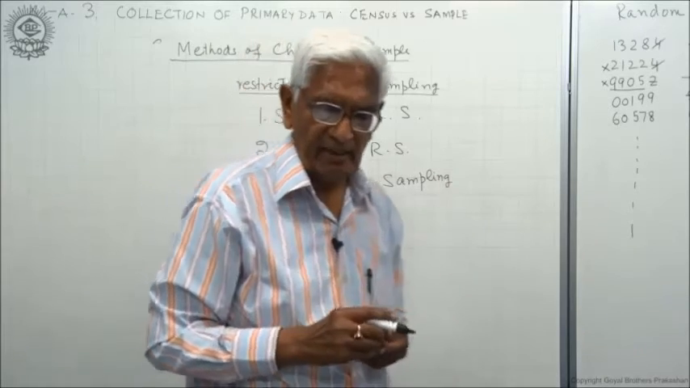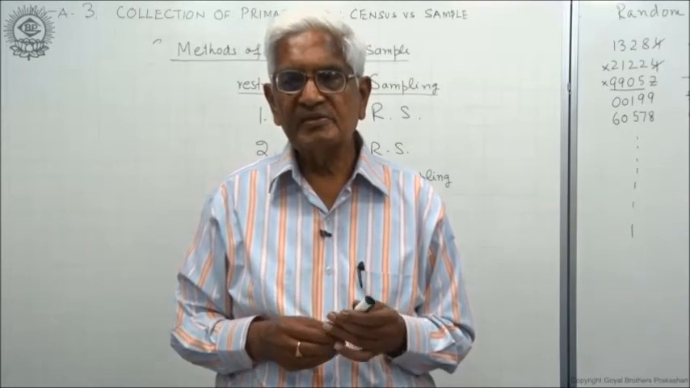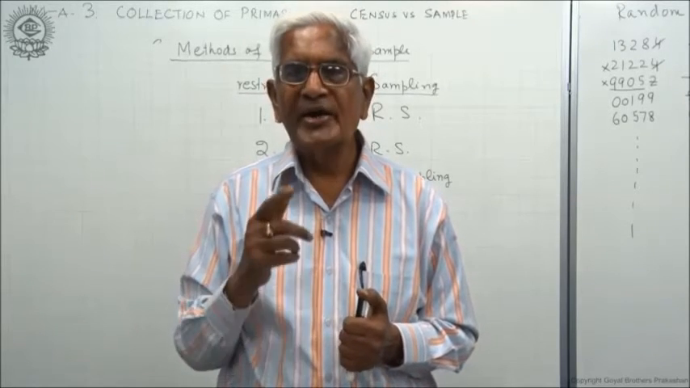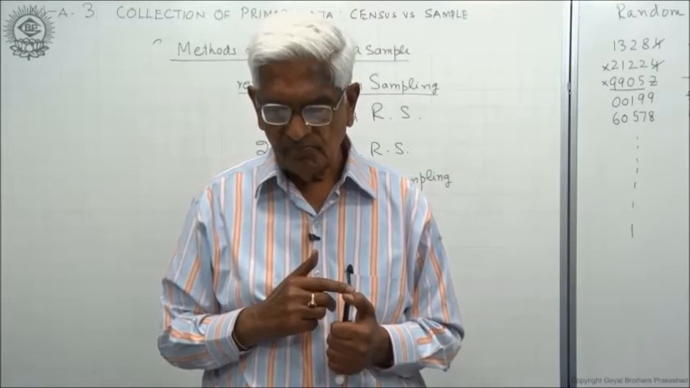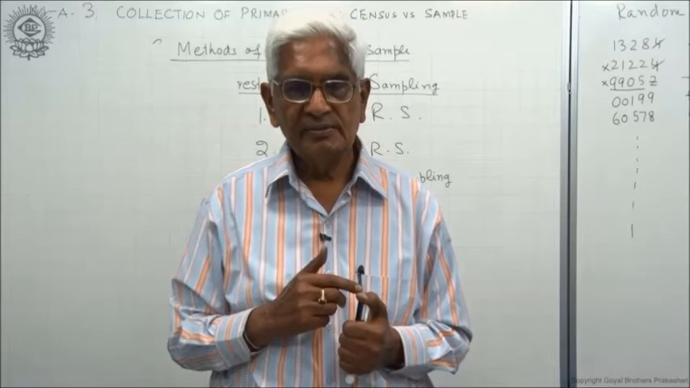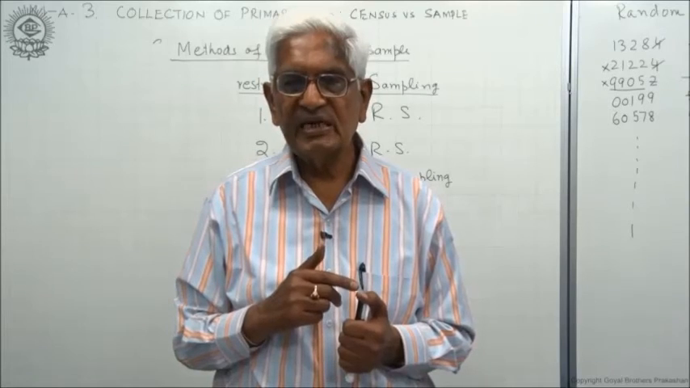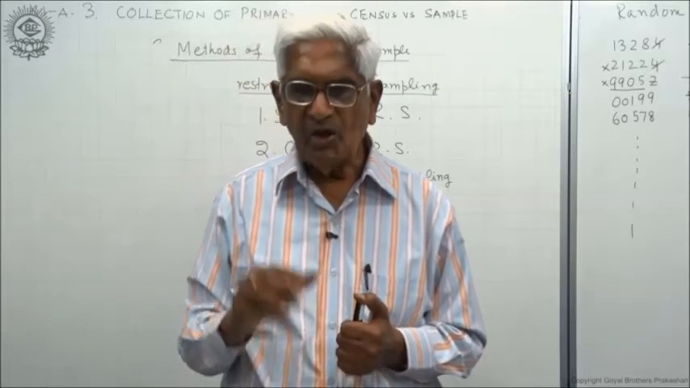Systematic random sampling. What is the meaning of systematic? Systematic means ordered. Kya matlab hua? Items in the universe which are first ordered on some basis.